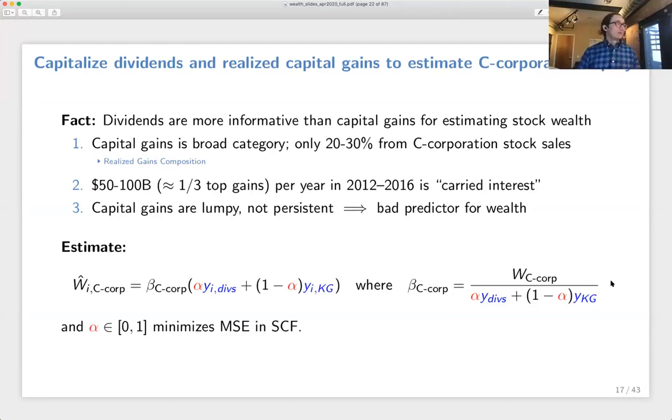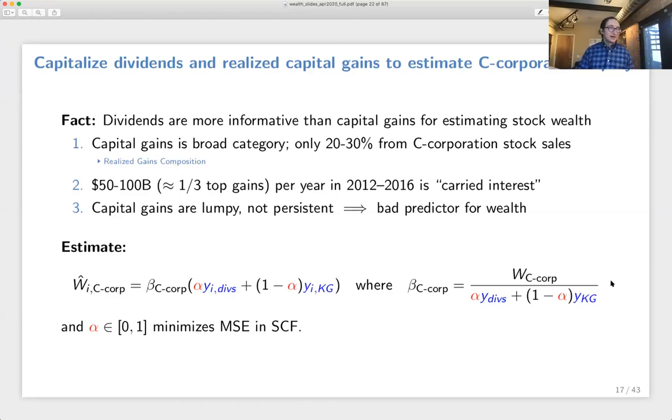The problem, of course, is that capital gains isn't just from C corporation stock sales. We try and measure that. There's a lot of other stuff there. So only 20 to 30% of realized gains in any given year is due clearly to C corporation stock sales. A lot of it is carried interest compensation for private equity and venture capital and hedge fund managers. This is not an apples to apples comparison to realized gains that we might use to estimate wealth for people who aren't in those industries, for various reasons we can talk about. Third, we talked about persistence. For that reason, capital gains is not a great predictor for wealth.